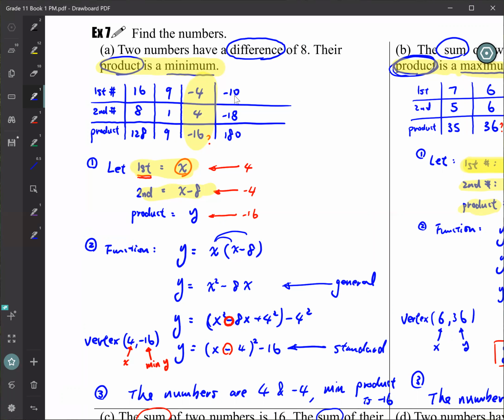Okay, and then product means multiplying. So you multiply, you get 128. Okay, and then the other student picks a different number. They chose 9. 9 minus 8 is 1. So that's why the second number is 1.